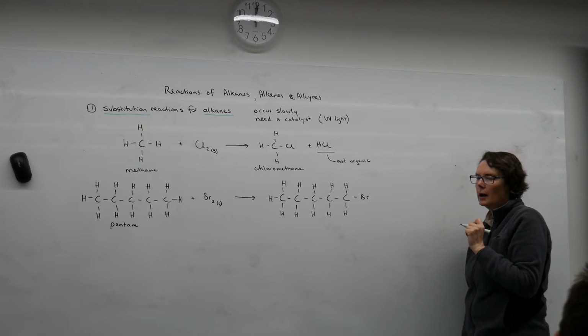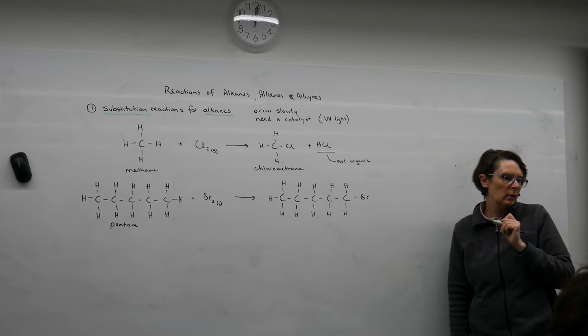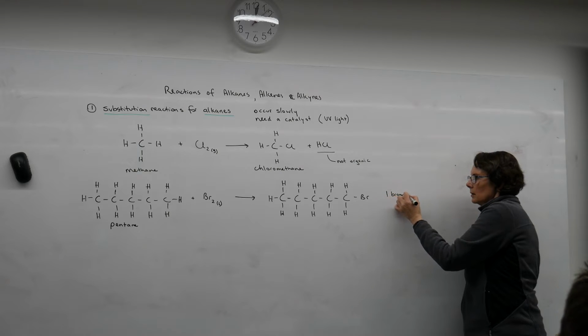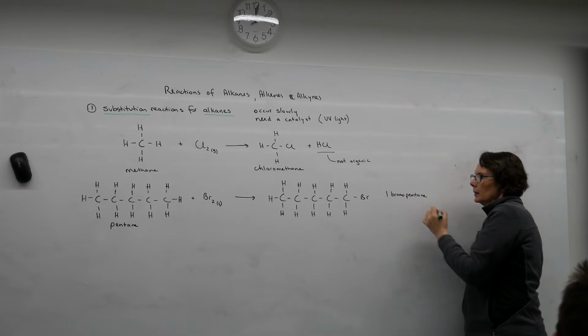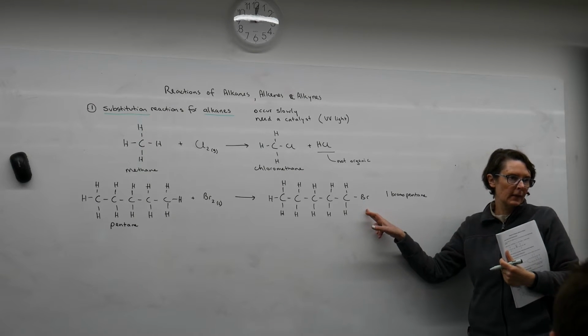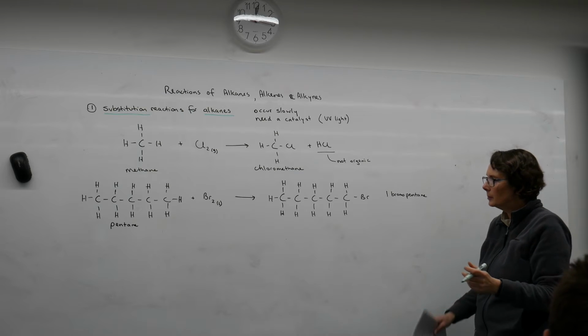You can't just call it bromo because there's more than one. What, bromo? Is it one bromo? Yeah. Yeah, so we would number it from here because that will give it the bromo the smallest number.